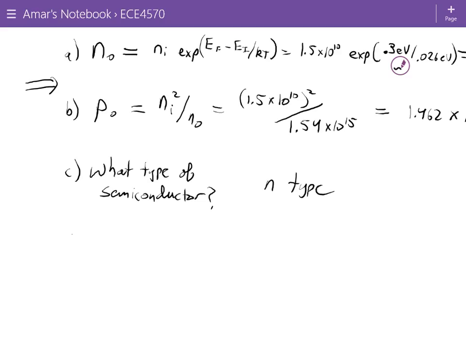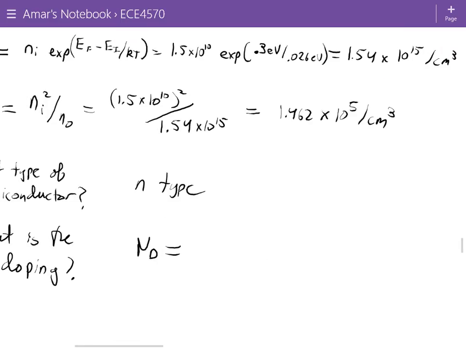And then what is the doping? We doped it with a column 5 element, so it's n-type, and what's going to be the doping density? We want to say Nd. We're doping it with donors, a column 5 element, so we use this symbol Nd. If it was a p-type semiconductor, we'd use Na. So what is the doping density equal to in this case? There's a very easy way to find this. There's no calculations involved.